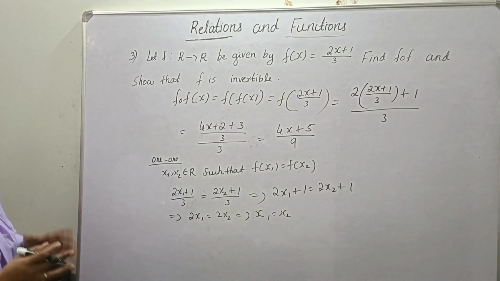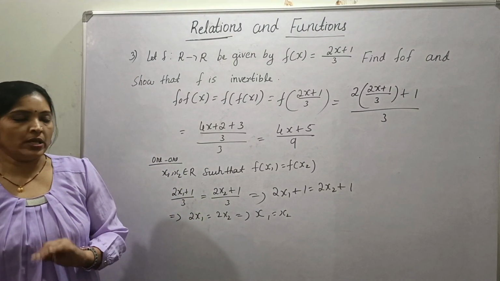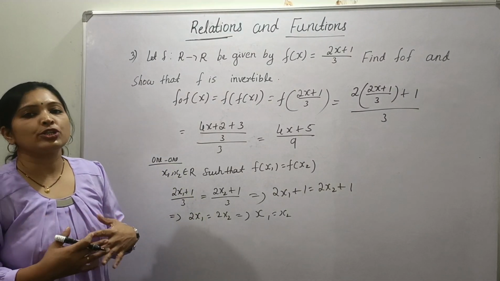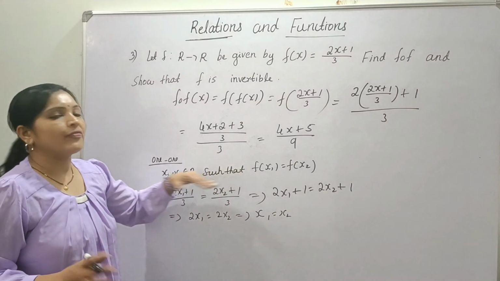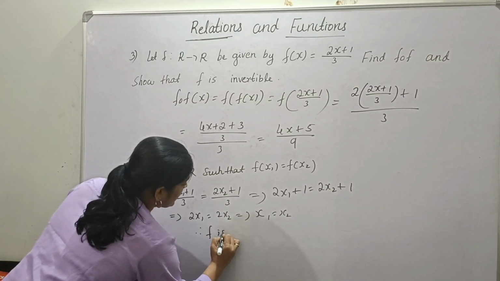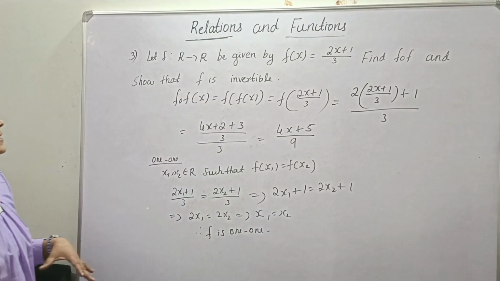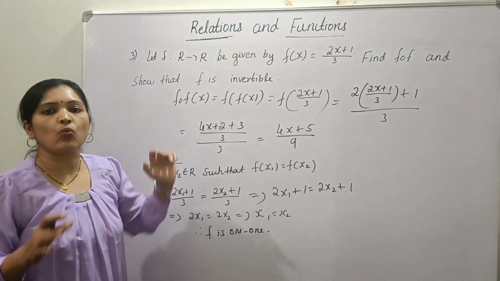So here we have f of x1 is equal to f of x2 implies x1 is equal to x2. So according to the definition of a one-one function, f is one-one. Therefore f is a one-one function. And now let us check whether this function f is onto or not.